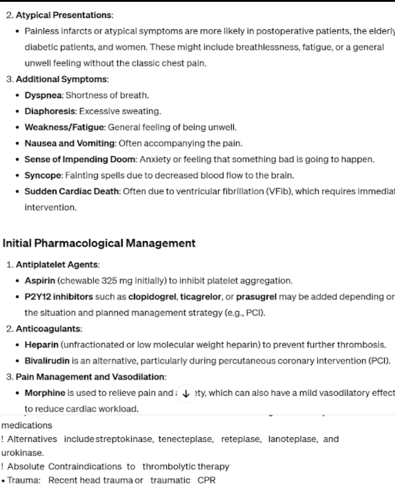3. Pain management and vasodilation. Morphine is used to relieve pain and anxiety, which can also have a mild vasodilatory effect to reduce cardiac workload. 4. Beta blockers. Drugs like metoprolol are used early to reduce myocardial oxygen demand and limit the size of the infarct. 5. ACE inhibitors, initiated within the first 24 hours in patients without hypotension to improve survival outcomes, reduce myocardial remodeling, and prevent heart failure.